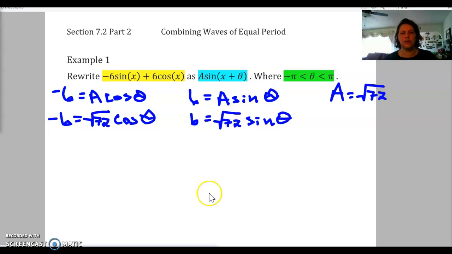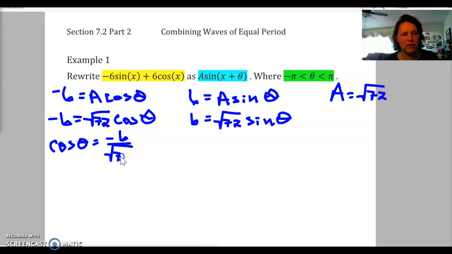All right, so now I hope you can see where we're going from here. I'm going to go ahead and solve for cosine theta here. So we've got cosine theta is equal to negative 6 over the square root of 72. And then here I have sine theta is equal to 6 over the square root of 72.